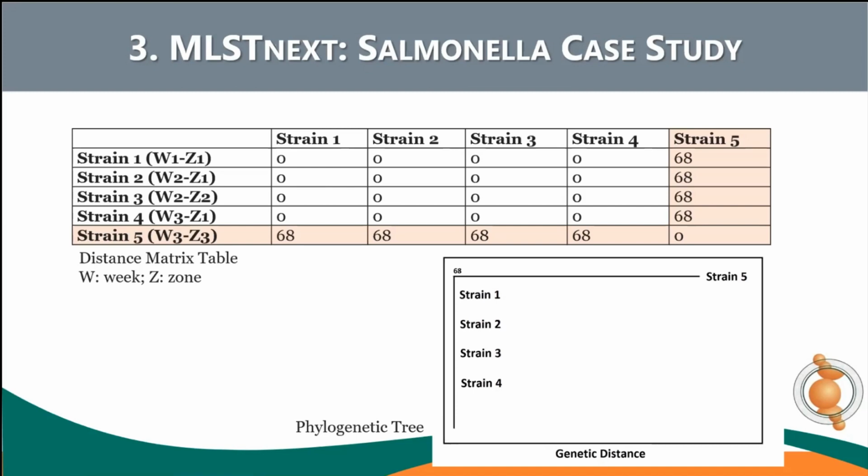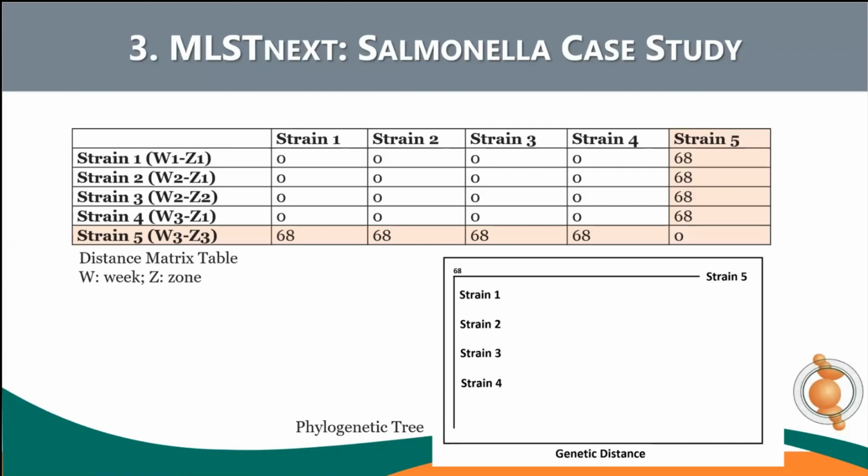So these results suggest that strains 1, 2, 3, and 4 are from the same source, but strain 5 is from a different source. Well, recall our scenario: strain 1 is from week 1, and strain 4 is from week 3. So this means that sanitation may not be good enough to eliminate all pathogens in the facility. And you may want to improve the sanitation process.